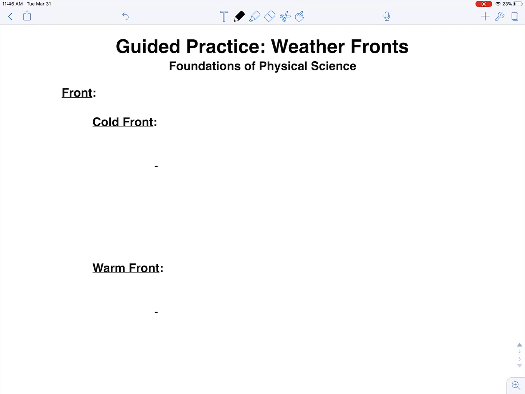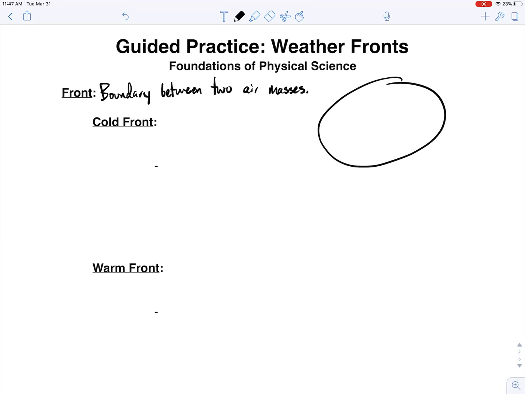So we're talking about weather fronts today, and we hear that word front all the time. If you've ever watched the weather on the news, you'll hear the weatherman constantly talking about fronts coming in. Let's talk about what's actually happening at a front. A front is simply a boundary between two air masses. So let's do this. A boundary between two air masses.